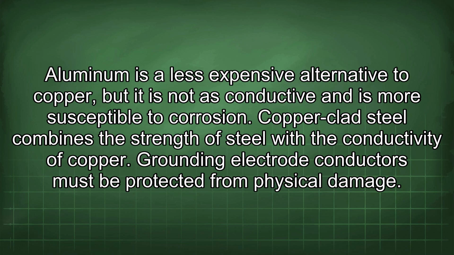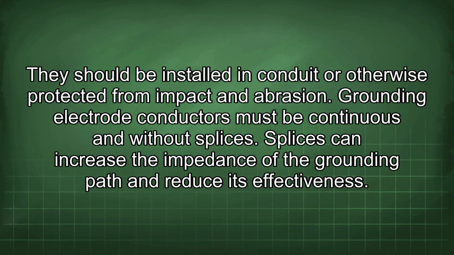Grounding electrode conductors must be protected from physical damage. They should be installed in conduit or otherwise protected from impact and abrasion. Grounding electrode conductors must be continuous and without splices. Splices can increase the impedance of the grounding path and reduce its effectiveness.